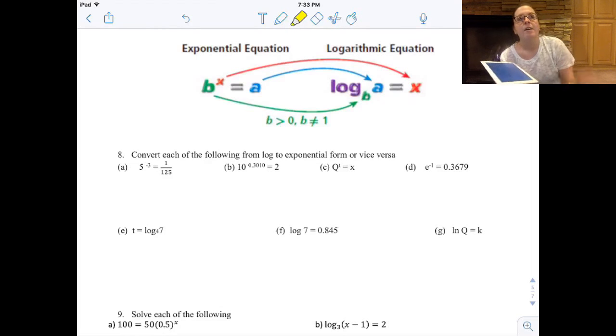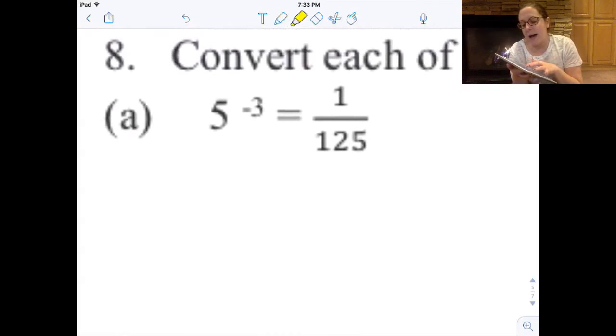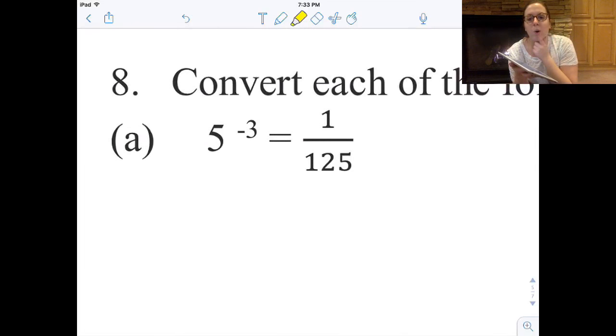So I'm going to start with this one. So what I always ask is sort of, okay, I know that I'm going to have something equals log base something of something. That's sort of what I know my setup is. So first thing I would say is, in this exponential, what's my base? Well, my base of the exponent is 5, so log base 5.